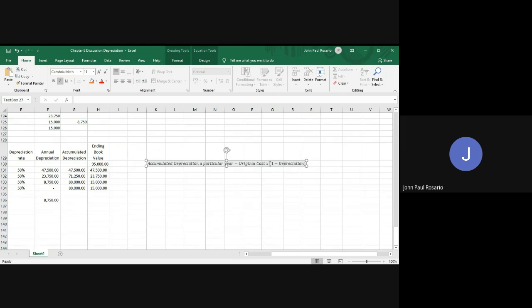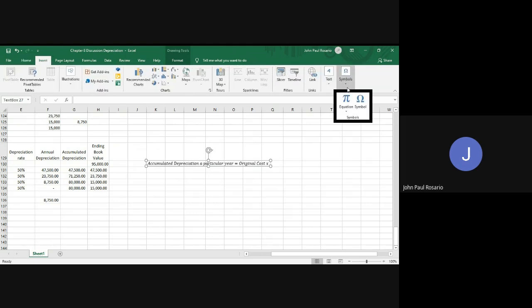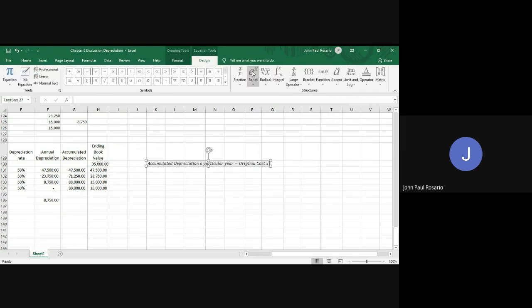So wait lang. Okay, so insert, I have to go to the design, script. Okay. One less depreciation rate raised to the power of years expired. This is accumulated depreciation.